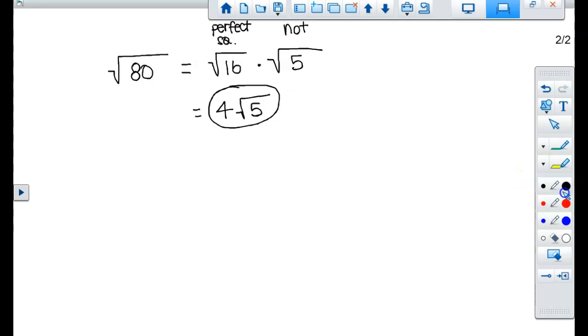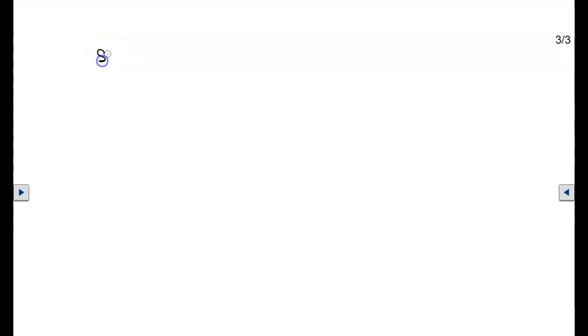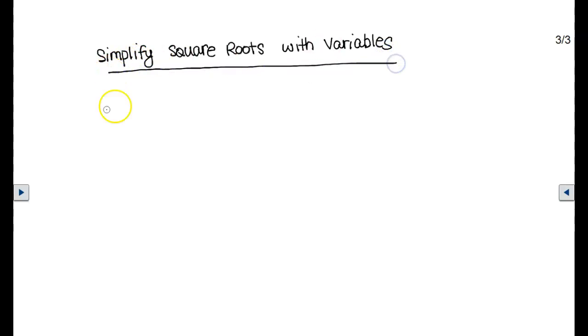Now, what we're going to do today is we're going to add variables to this. So we're going to simplify square roots with variables. All right, so here's the way we'll get started.